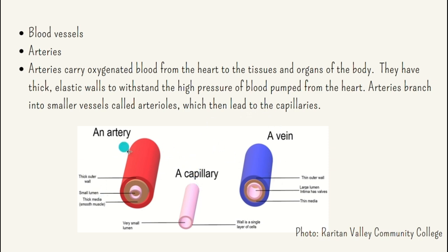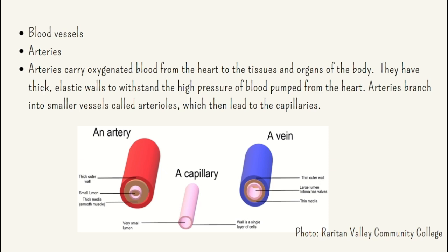Usually the artery is the biggest one, right? The arteries carry oxygenated blood from the heart to the rest of the body. So just remember this: arteries carry oxygenated blood from the heart to the tissues and organs of the body. It means that they carry oxygenated blood away from the heart. So, away from the heart.